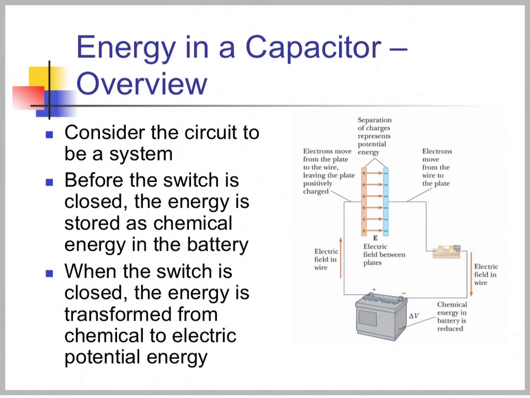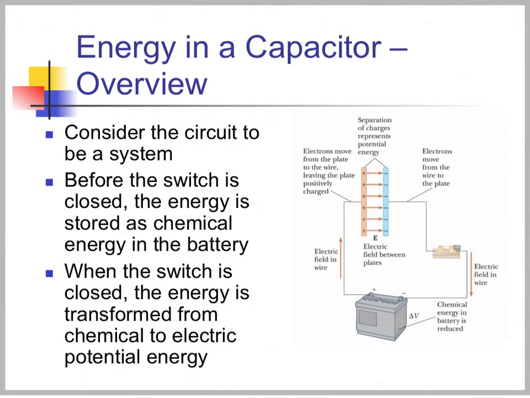Now we said capacitors store charge, but they also are a way of storing energy. Well, let's look at this system. We have this circuit. We have a battery. It's got some chemical potential energy in it, which can cause electrons to move. Now, before I close this switch, the energy is stored as chemical energy in the battery. But when the switch is closed, the energy is transformed from chemical to electric potential energy.